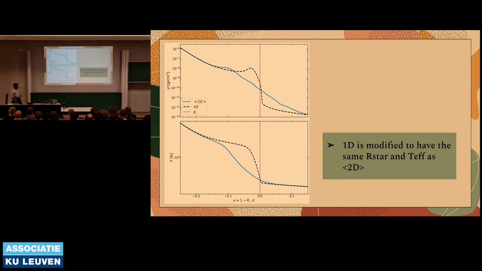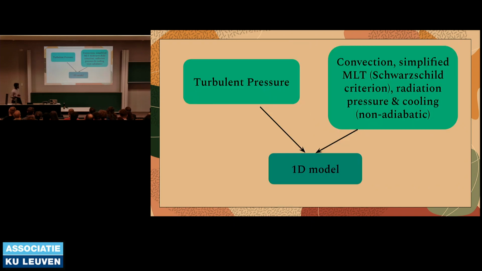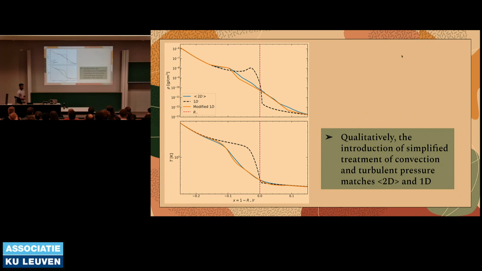So we calibrate the 1D and the 2D model to have the same R star and TEF. And now, what we do is that we add this turbulent pressure term, and we add a recipe of convection. Well, Jon did that, like a simplified MLT. And we do that to our 1D model, and voila. You have quite a bit of agreement with how the average 2D looks.